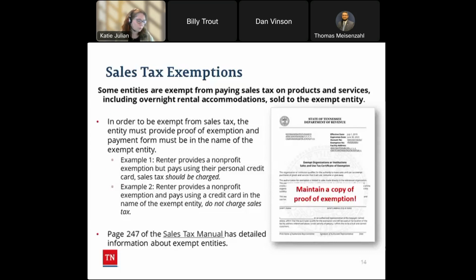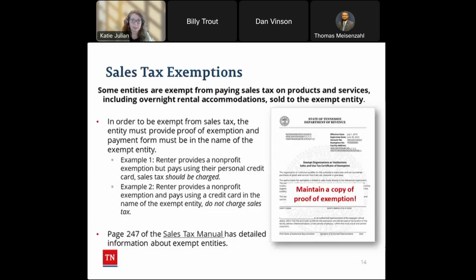Okay, so if you own a short-term rental, you may see someone else provide you with an exemption certificate saying, hey, I don't owe sales tax on overnight rentals. Some entities are exempt from paying sales tax on products or services, and that could include overnight rental accommodations sold to the exempt entity. An example would be nonprofits, schools, government. In order to be exempt from sales tax, that entity must provide proof of their exemption, and the payment form must be in the name of the exempt entity.